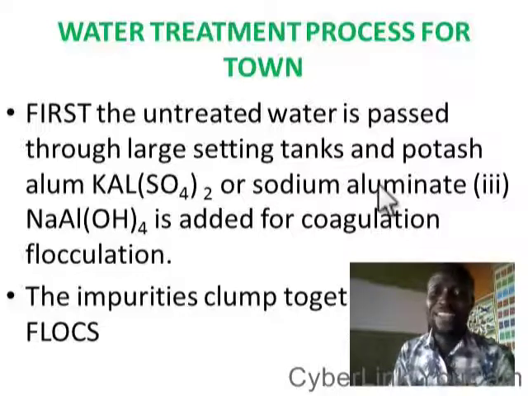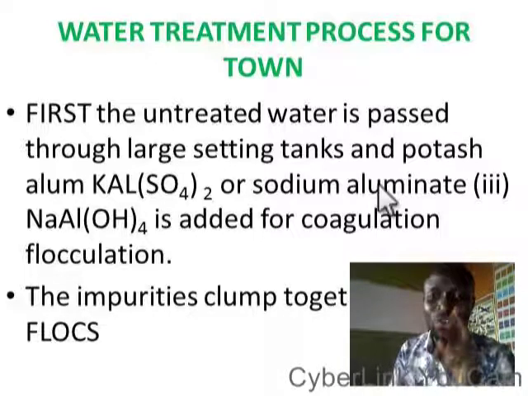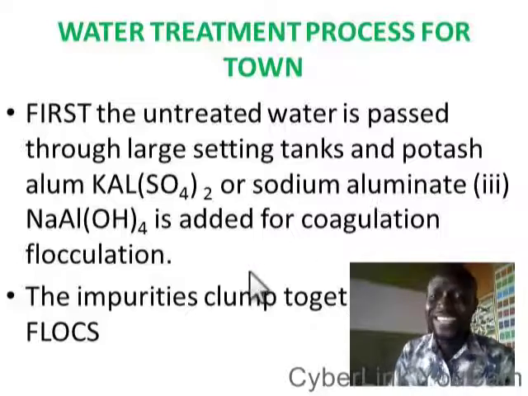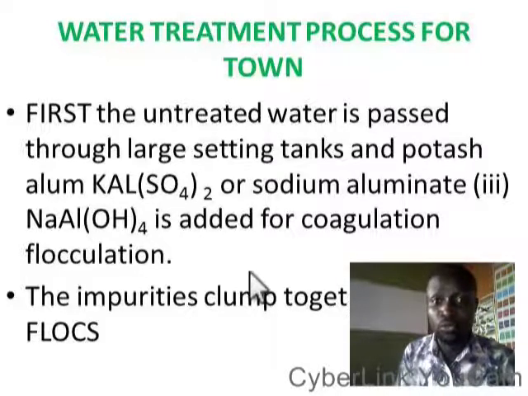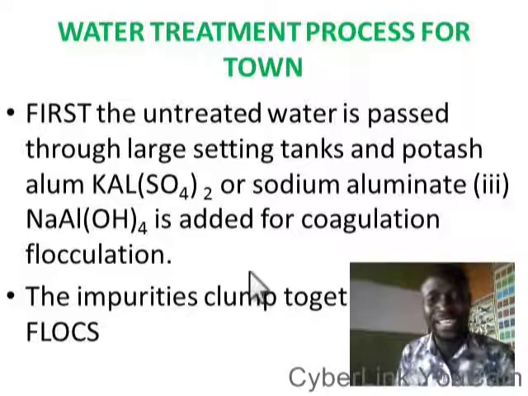Or you pass it through sodium aluminate(III). Sodium aluminate(III) is NaAl(OH)4. Can you say that? Interesting. NaAl(OH)4. Can you be faster with that? NaAl(OH)4. That's interesting. It is added for coagulation or flocculation. It's either you coagulate or you flocculate it. But the two major things are such that if you don't use this, you can use the other. That is why it is there.